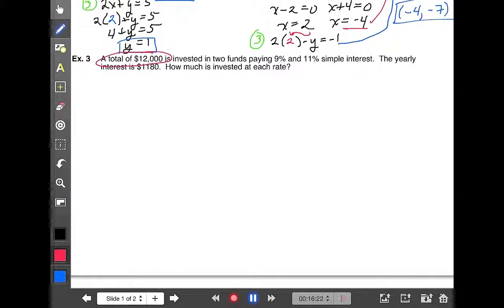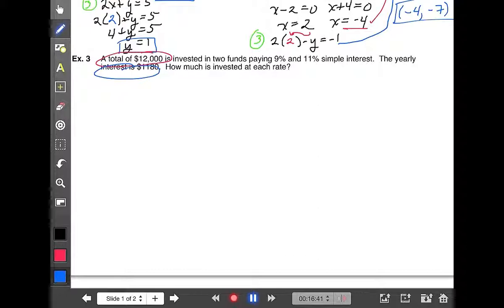You gotta love this problem. And then, although he'll say it's not realistic, because we're using simple interest. And we also have a total interest of $1180. So one equation, when we do investments, one equation is going to deal with the total amount invested, and the other equation is going to deal with the total interest.